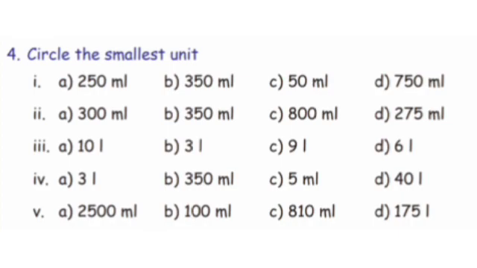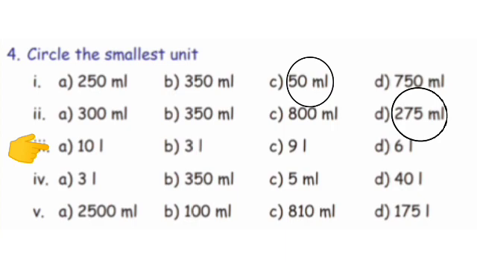Circle the smallest unit. First one, 250 milliliter, 350 milliliter, 50 milliliter, 750 milliliter. Among these four, 50 milliliter is the smallest unit. So you have to circle C, 50 ml. Second one, 300 milliliter, 350 milliliter, 800 milliliter and 275 milliliter. Among these four, 275 ml is the smallest unit. So you have to circle D, 275 milliliter.